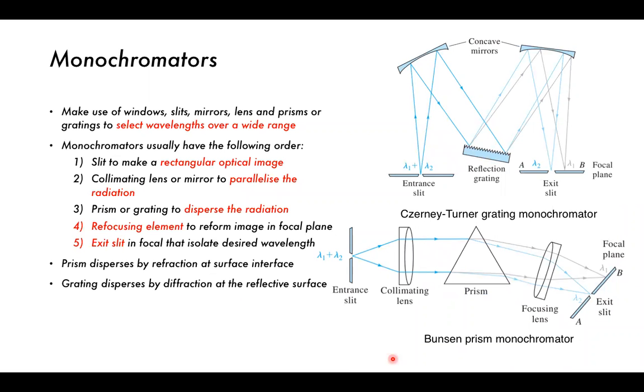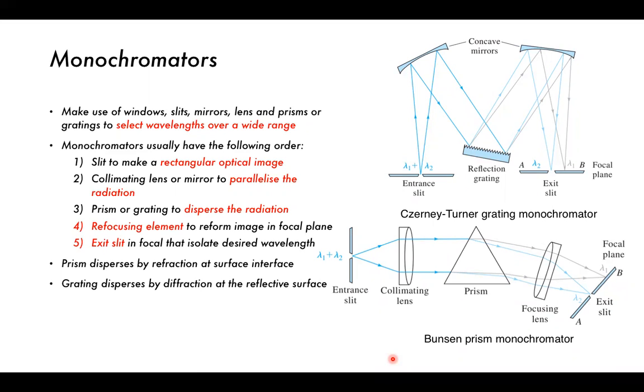So monochromators, as we saw last time, have 5 major components. They are also very useful to select wavelengths over a wide range. They make use of windows, slits, mirrors, lenses, and prisms or gratings to select wavelengths over a wide range. Monochromators usually have the following order of components. They have a slit to make a rectangular optical image, which will contain all of the wavelengths from our light.